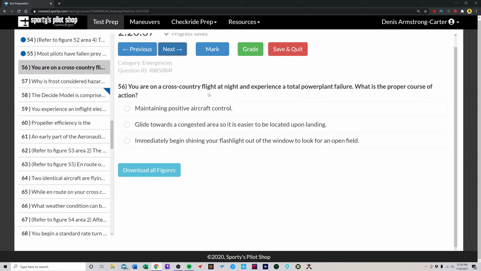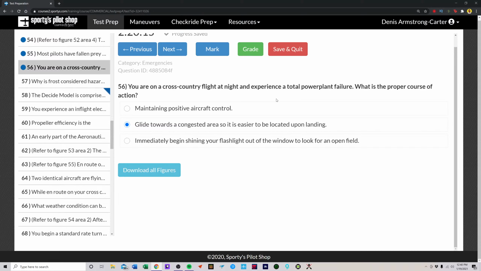You are on a cross-country flight at night and experience a total power plant failure. What is the proper course of action? Alrighty, so you lose your power plant. That's not good. Maintain positive control of aircraft. Glide towards uncongested areas so it's easier to locate upon landing. Immediately begin shining your flashlight. No. You really want to just glide towards an uncongested area so it's easy to be located upon landing.